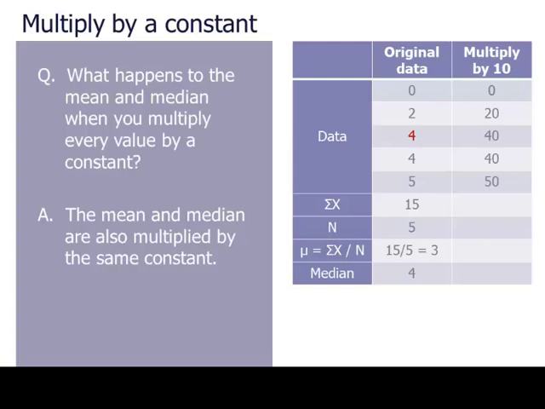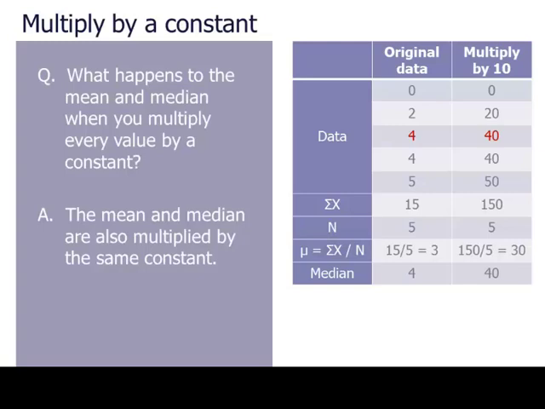To compute the mean of the new dataset, we need to compute sigma x, which is the sum of all the values in the dataset. Sigma x is 0 plus 20 plus 40 plus 40 plus 50, which equals 150. The new dataset still has 5 values, so n is equal to 5. The mean of the new dataset is sigma x divided by n, which is 150 divided by 5, or 30. And finally, we observe that the median of the new dataset is its middle value, which is 40.